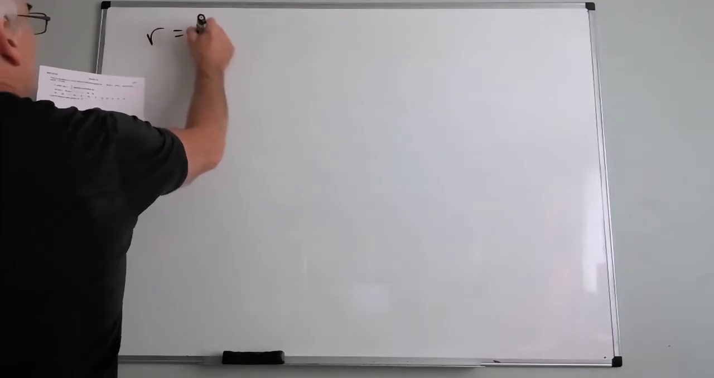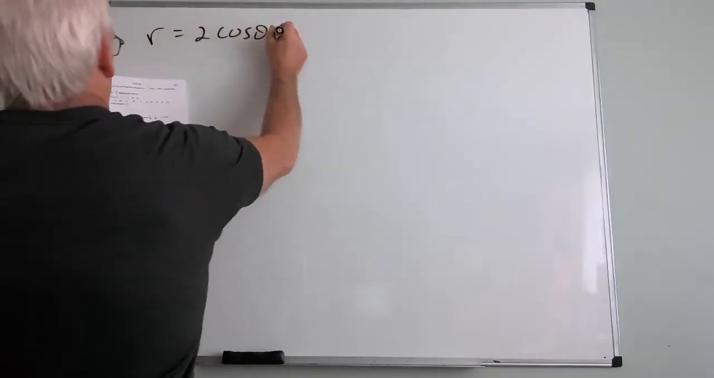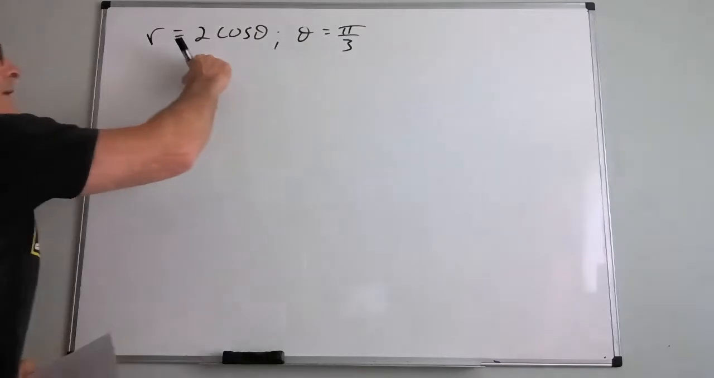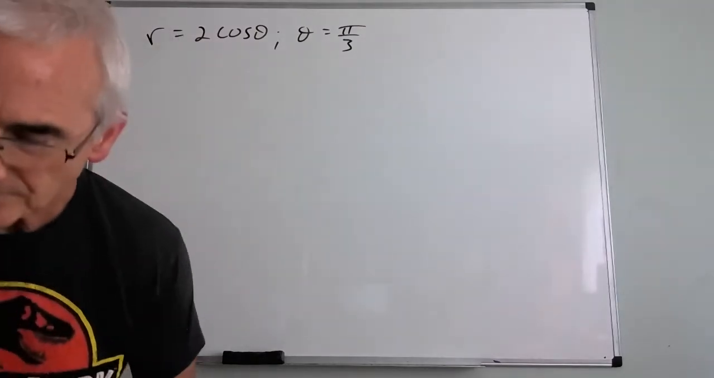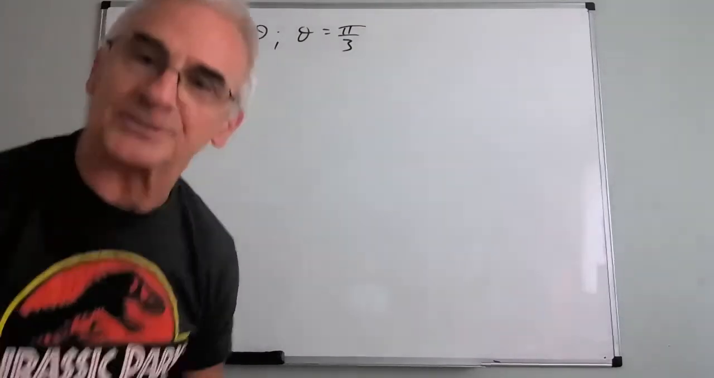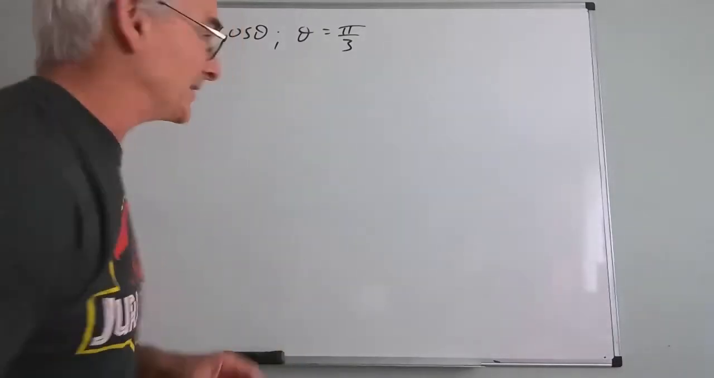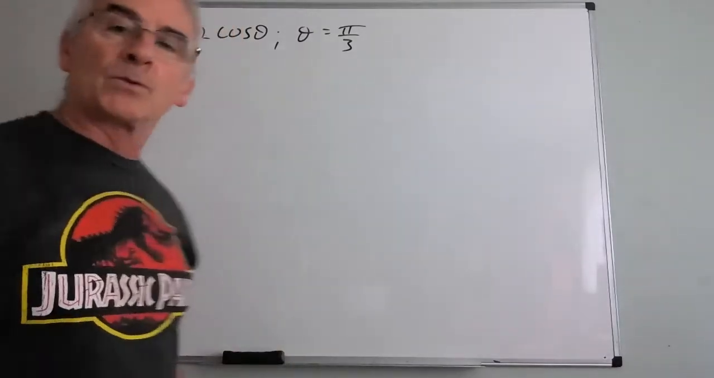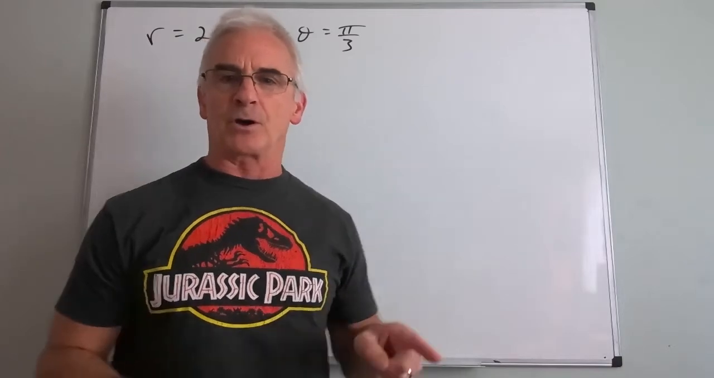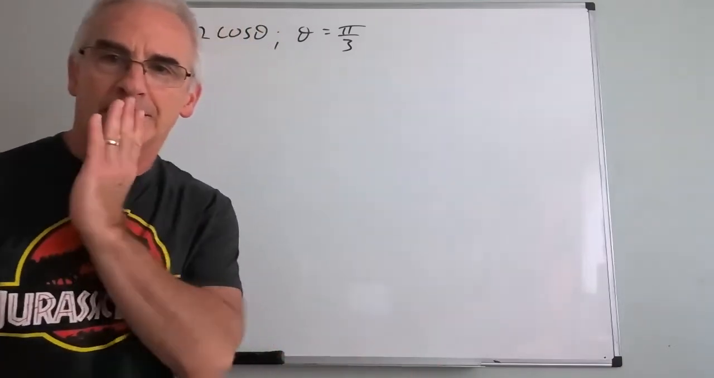So now I got R equals 2 cos theta, and I have theta is pi over 3. Now, we've looked at this one before. So I kind of want to answer the question before we actually start the problem. I want you to think about this. We know that R equals cos theta is what graph? Do you remember? We did this one. R equals cosine is very specifically what?